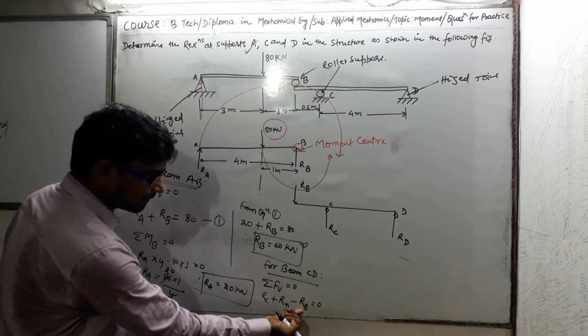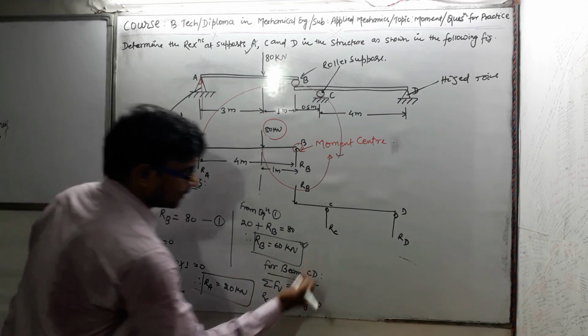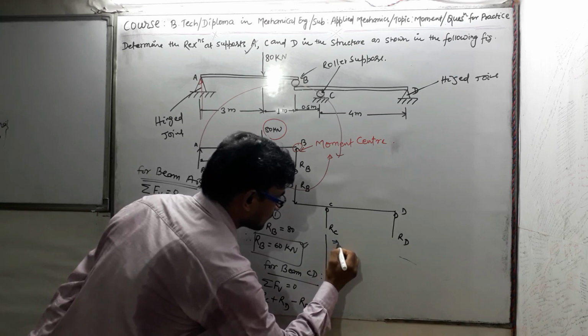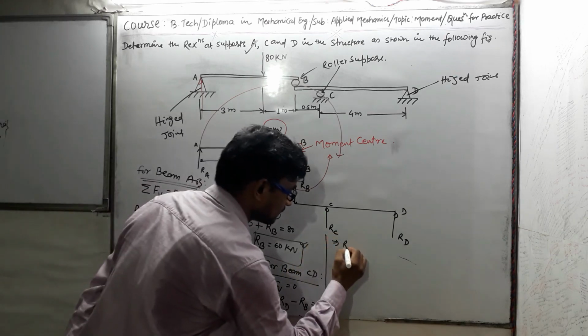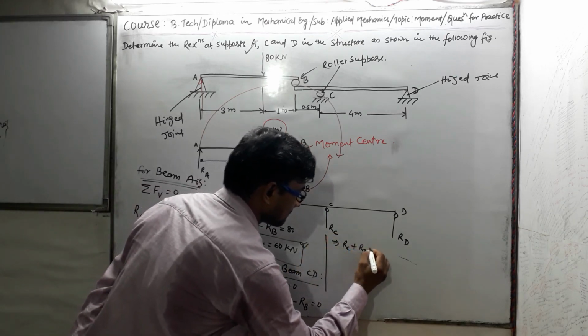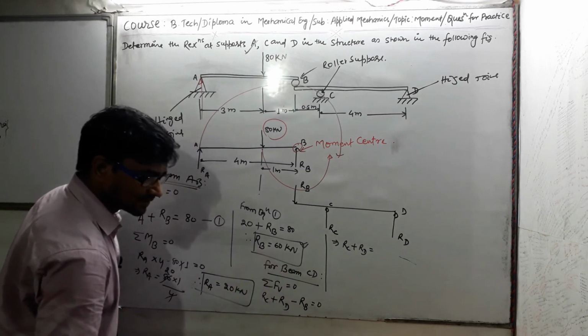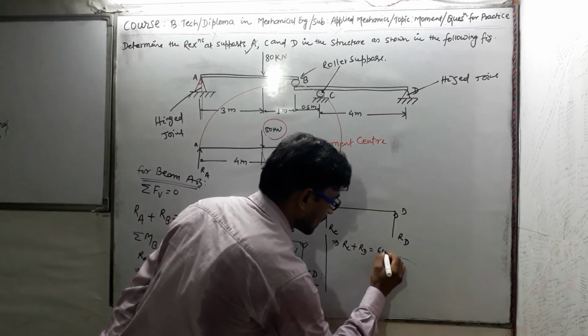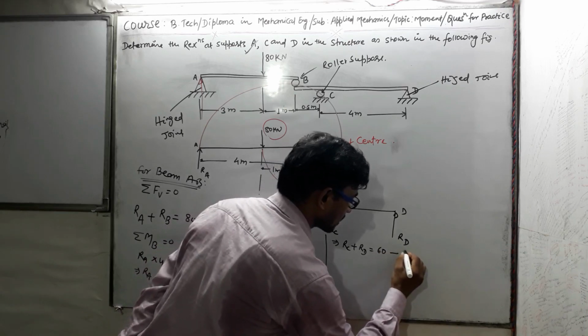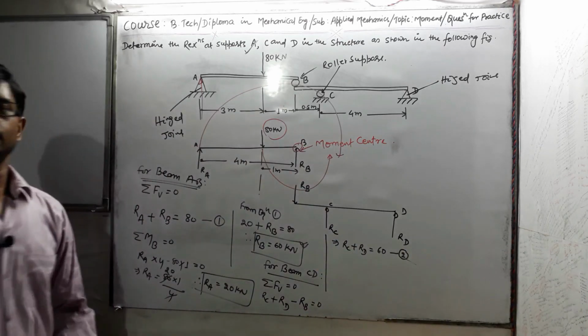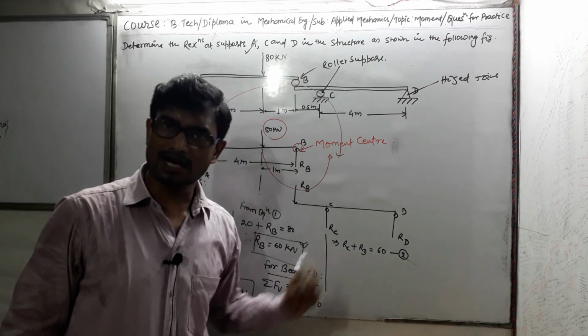So putting the value of RB equals 60 and transposing RB, we can say RC plus RD equals positive 60. So putting the value of RB, we have equation number 2. We don't have the value of RC or RD.